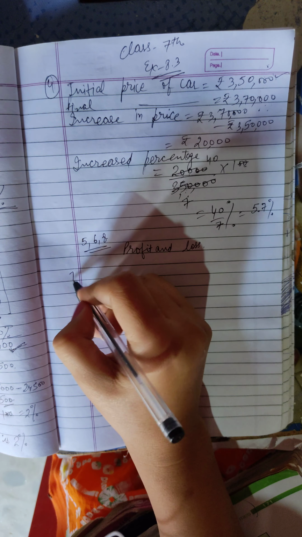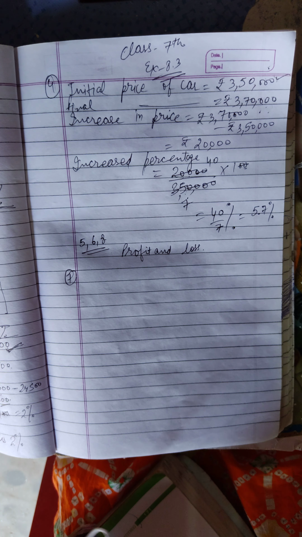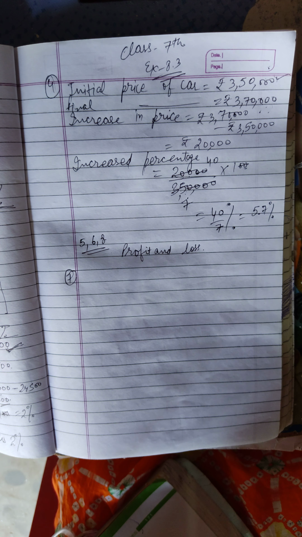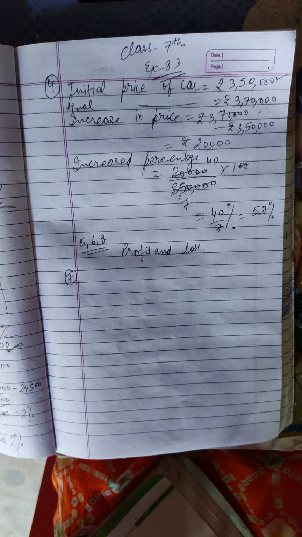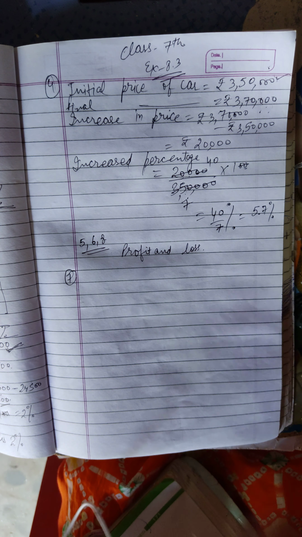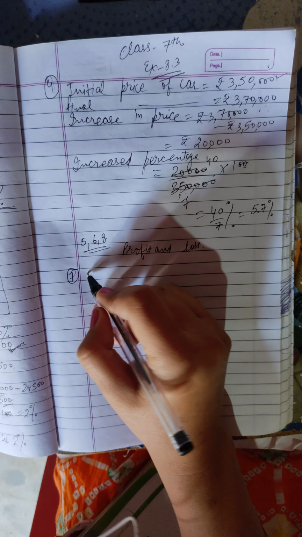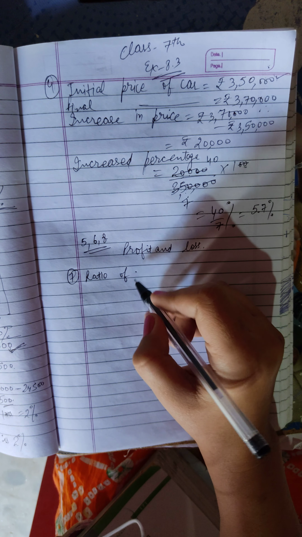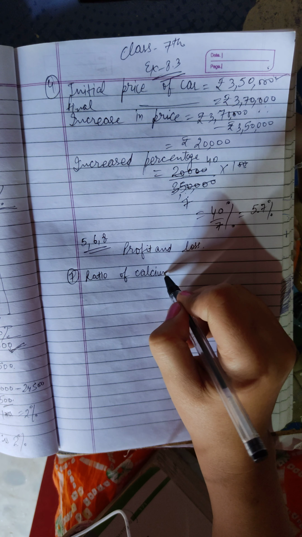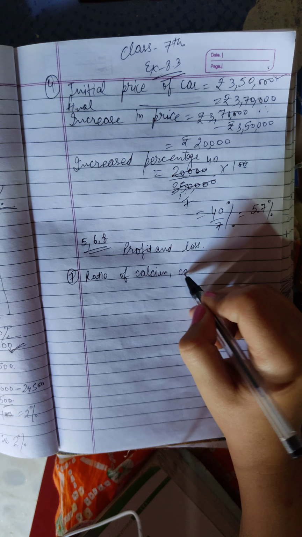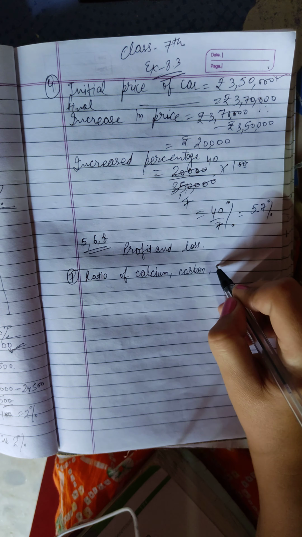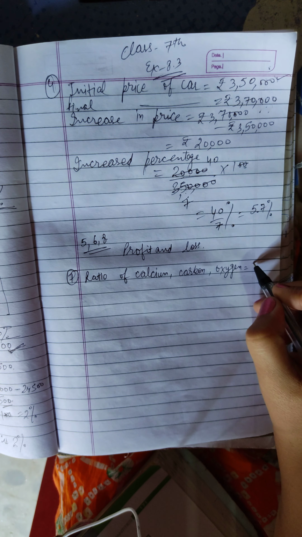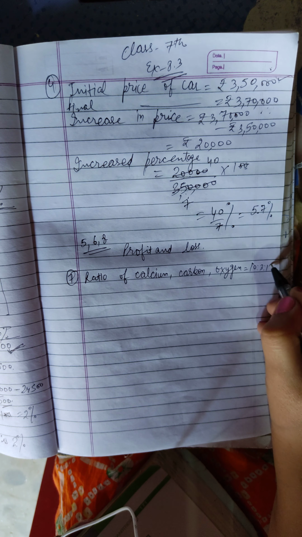Now we will discuss the 7th question. In the 7th question, a ratio is given to us. A chalk contains calcium, carbon and oxygen in the ratio 10 : 3 : 12. So firstly we will write here the ratio of calcium, carbon and oxygen is 10 : 3 : 12.